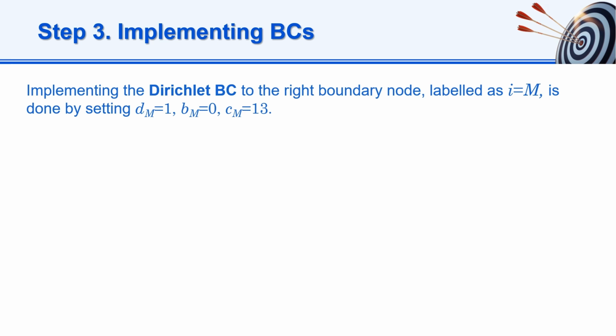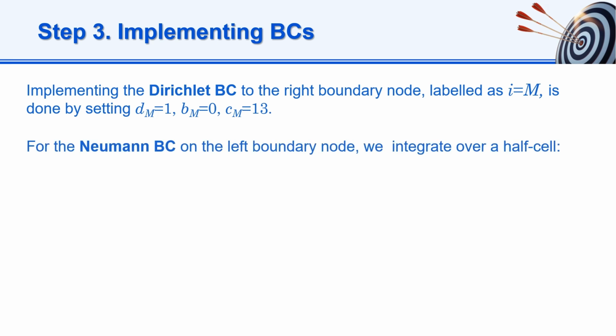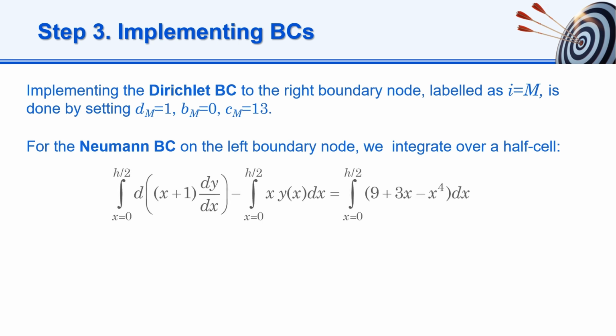Implementing the Dirichlet boundary condition at the right boundary node, labeled as i equals m, is done by setting d_m equals 1, b_m equals 0, c_m equals 13. For the Neumann boundary condition on the left boundary node, we integrate over a half cell, that is, x from 0 to h over 2.